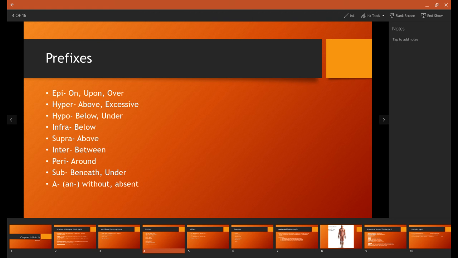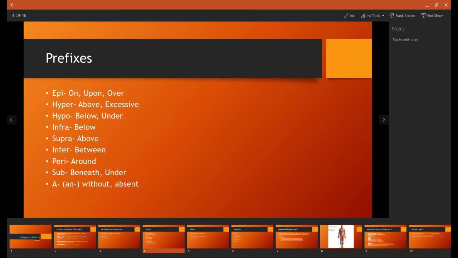Peri will mean around. And where we'll see that is in Unit 3, which is a pericardial sac, which is actually a double-layered membrane that's going to surround the heart. And that peri in pericardial is telling you it is around the heart.